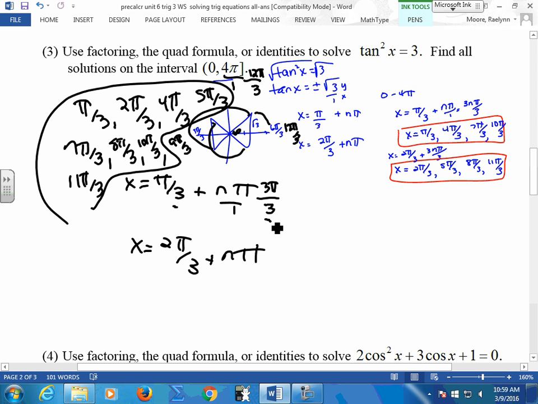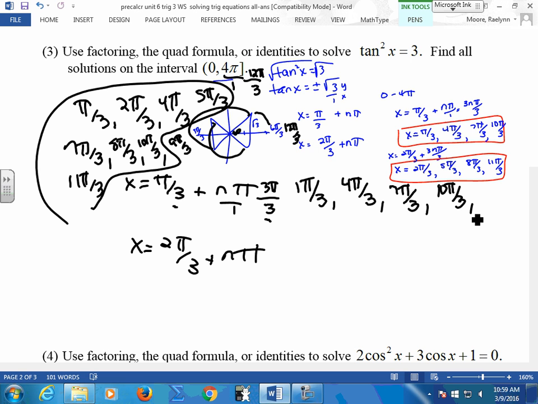Add our numerators. So if I start with pi over 3, and I add 3 to this 1, what do I get? 4 pi over 3. If I add 3 again, what do I get? 7 pi over 3. If I add 3 again, what do I get? 10 pi. Good. Now if I add 3 again, I'm 13. I'm out of the 12. I only wanted to go up to 12. So I stop. I go to my other angle.